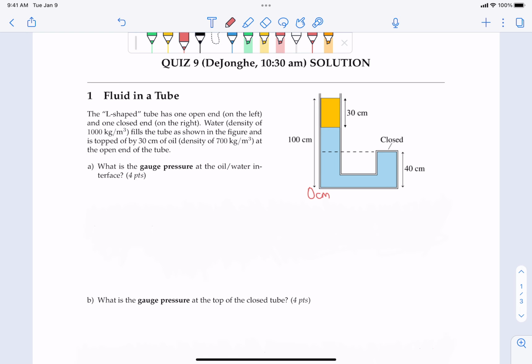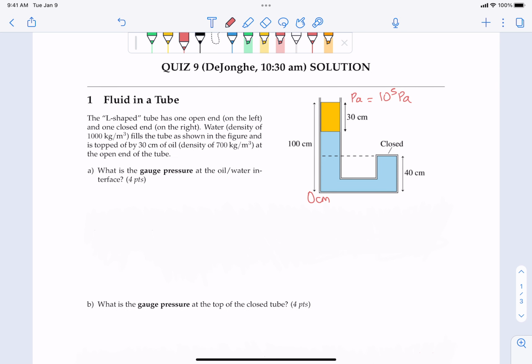So we can say this is PA at the top, and this is 10 to the 5th pascals, 1 atmosphere. I would almost always use pascals unless they give you torrs or atmospheres, but usually it's in pascals, and everything else would be in SI units, and then maybe you can convert at the end to whatever units they require. Top here is 10 to the 5th pascals, and then they're asking for the pressure at the oil-water interface. When they say interface, it's where they connect, where they're interacting.